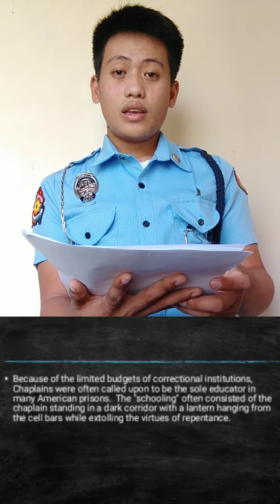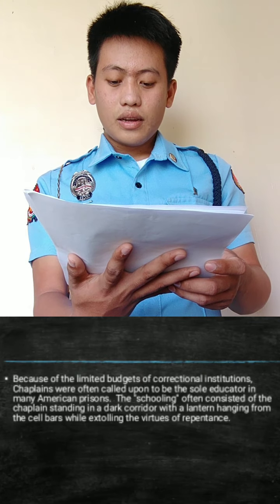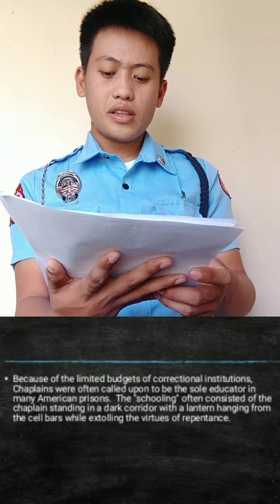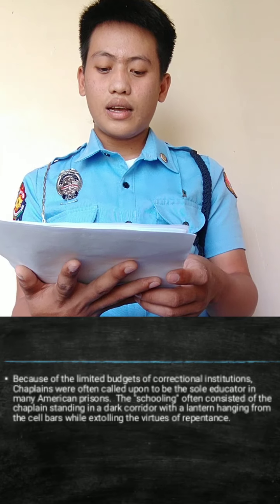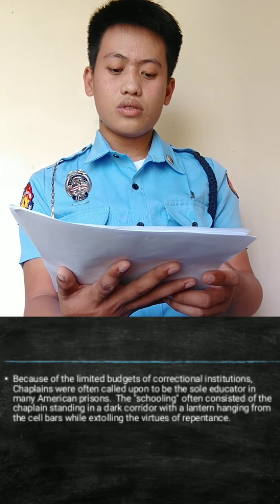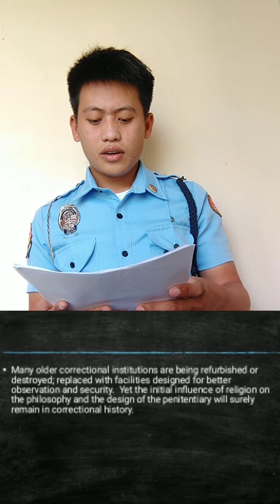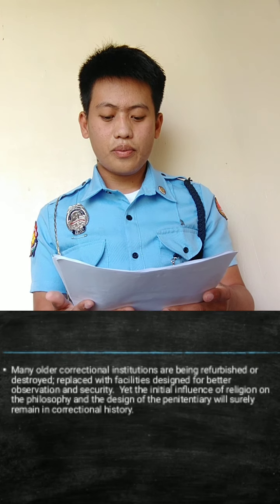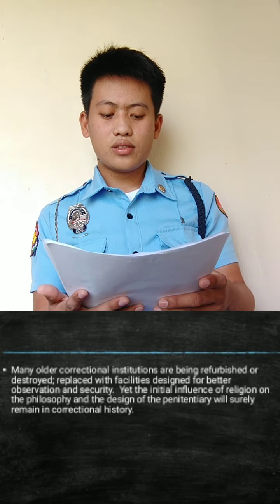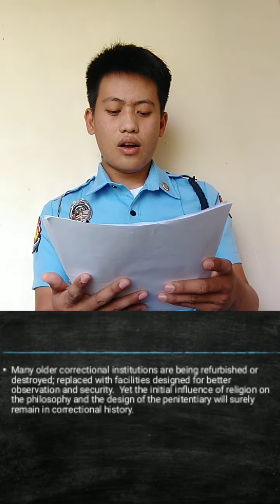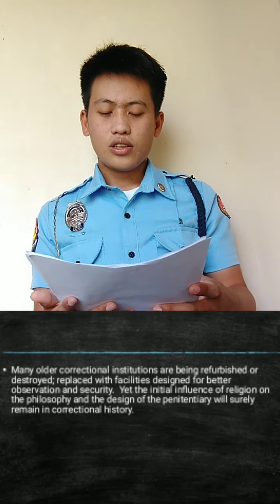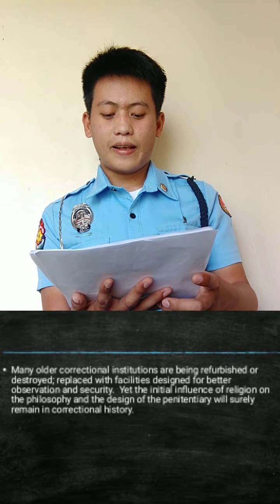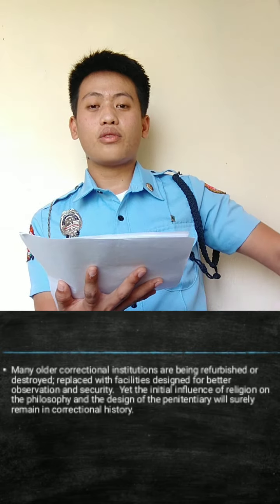Because of the limited budget of the Christian institution, chaplains were often called upon as the sole educator in many American prisons. The schooling often consisted of the chaplain standing in a dark corridor with a lantern hanging from the cell bars while extolling the virtues of repentance. Many older correctional institutions are being refurbished or destroyed, replaced with facilities designed for better observation and security. Yet the initial influence of religion on the philosophy and design of the penitentiary will surely remain in correctional history. So the facilities are being built for the prisoners in order for their situation to become comfortable.